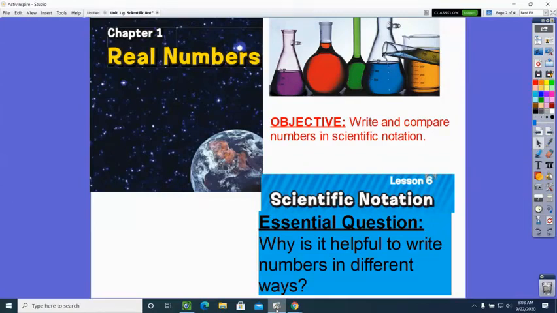So today we're going to learn where we need to use all these exponent rules that we've been talking about. And we're really going to answer the essential question, why is it helpful to write numbers in different ways? Today we're going to learn about scientific notation. We're going to be able to write and compare numbers in scientific notation.